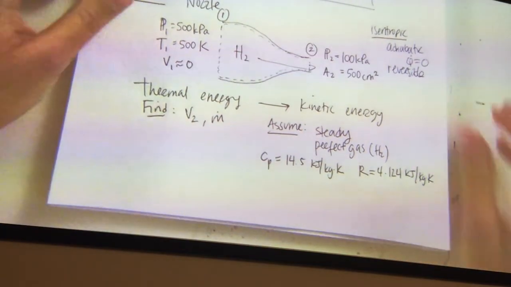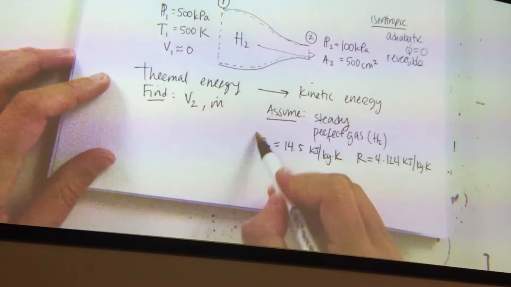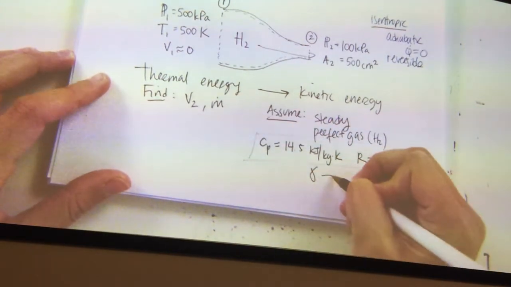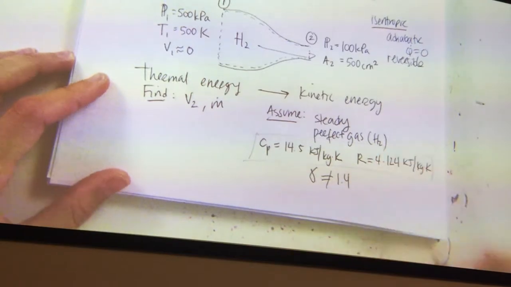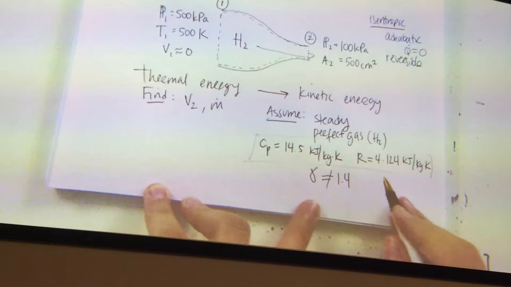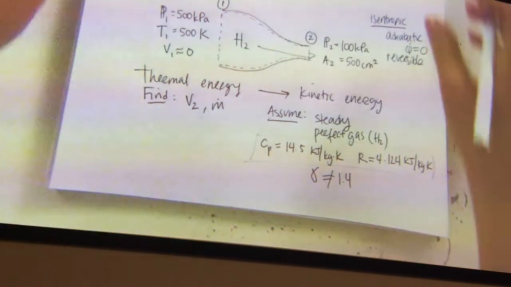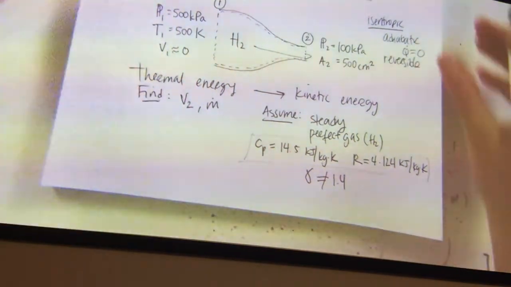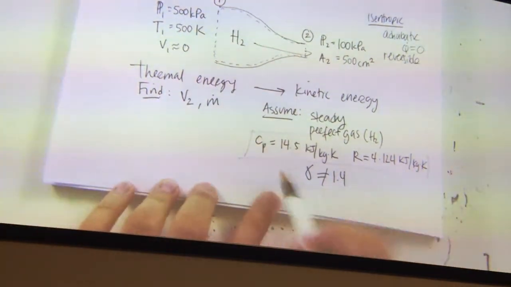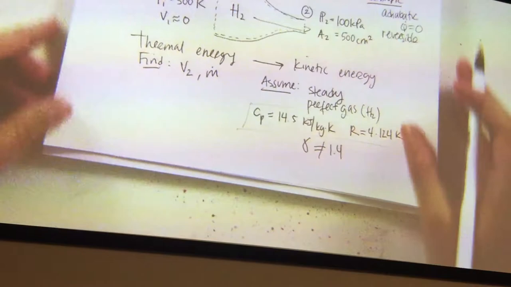Now, we're talking about hydrogen. So because of that, we're going to use these parameters to find gamma. So this is not going to be equal to 1.4 like it is for air. It's going to be very close to 1.4, but we cannot make that assumption, because if we do, then we're going to be tempted to use the tables in the back of the book to solve for this. So we don't want to do that. So just keep that in mind for future reference.